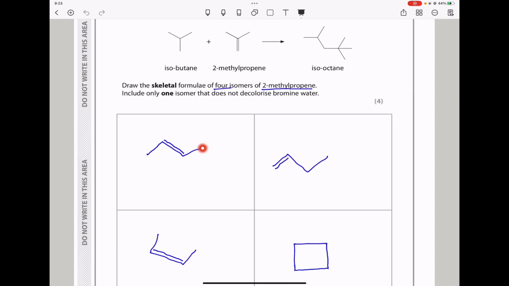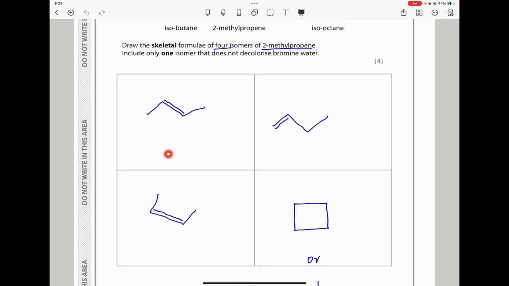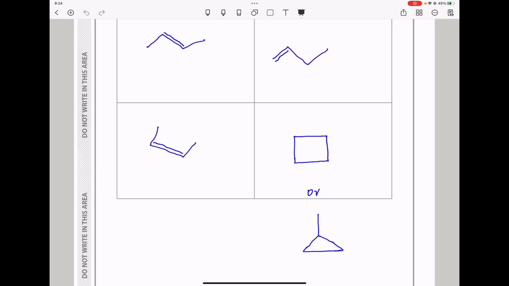So this is the first one. I positioned the double bond between carbon 2 and carbon 3. In here, the double bond was between carbon 1 and carbon 2. These two are geometric isomers. This is the cis version and that is the trans version. And then finally, I drew the cyclic compounds. It's either going to be that or it's going to be something similar to that.